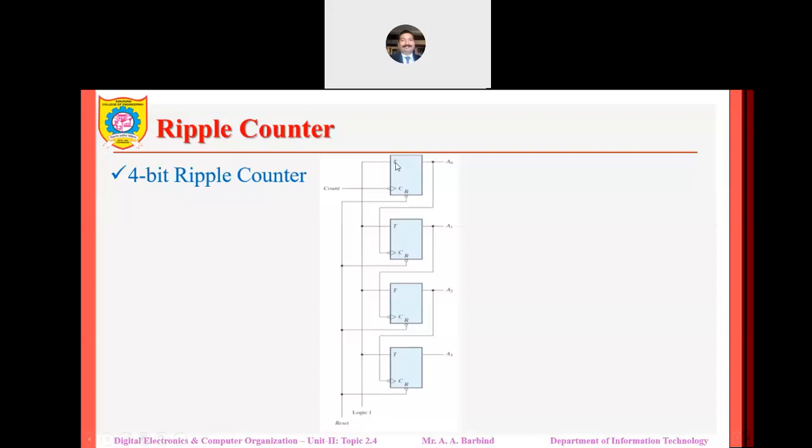Another important connection in this ripple counter is the T input of all the T flip-flops. It is connected to logic 1. Instead of using T flip-flop, if we are using JK flip-flop, in that case, both J and K inputs should be connected to logic 1.